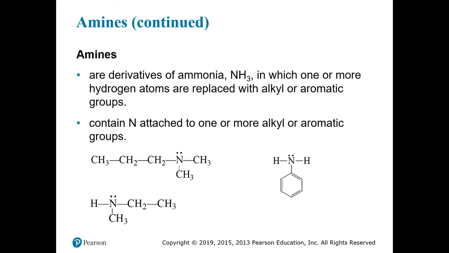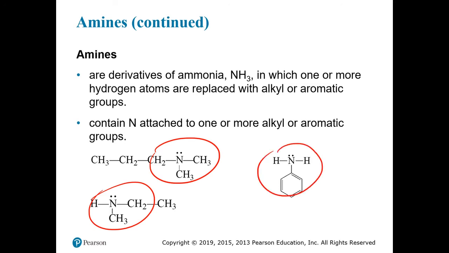Amines, as I said, contain nitrogen, and in fact they're derivatives of ammonia, NH3, in which one or more of the hydrogen atoms have been replaced with an alkyl or aromatic group. That means that they contain a nitrogen atom that's attached to one or more carbon chains. Here we can see a nitrogen attached to 3 separate carbon chains. Here it's attached to 2 carbon chains and 1 hydrogen. And here it's attached to 2 hydrogens and 1 aromatic group.